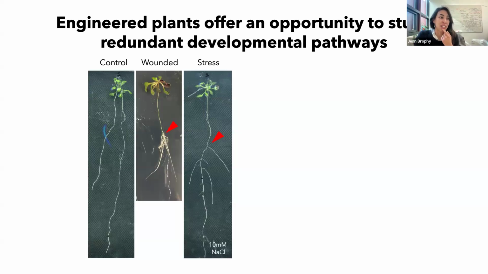The other thing that we observed is that when the plants are grown under stress conditions like salt, sometimes they will also start to make lateral roots. Again, not a phenotype that we expected.